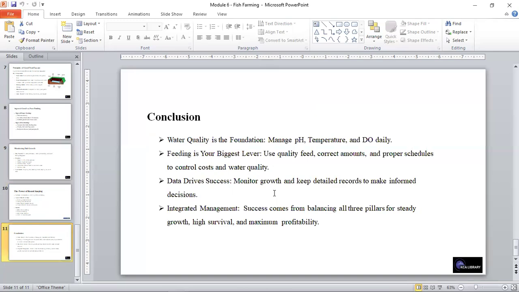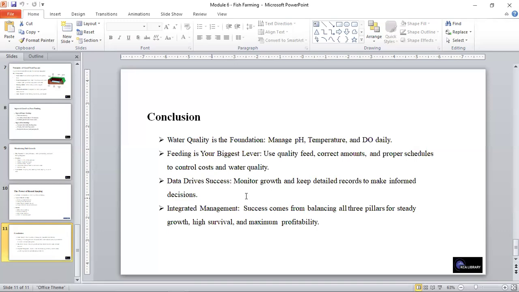In conclusion, water quality is the foundation. You have to manage pH, temperature, and dissolved oxygen daily. Feeding is also your biggest lever. When you use quality feed, correct amount of feed, and proper schedules to control cost and water quality, you will have a good outcome for it.